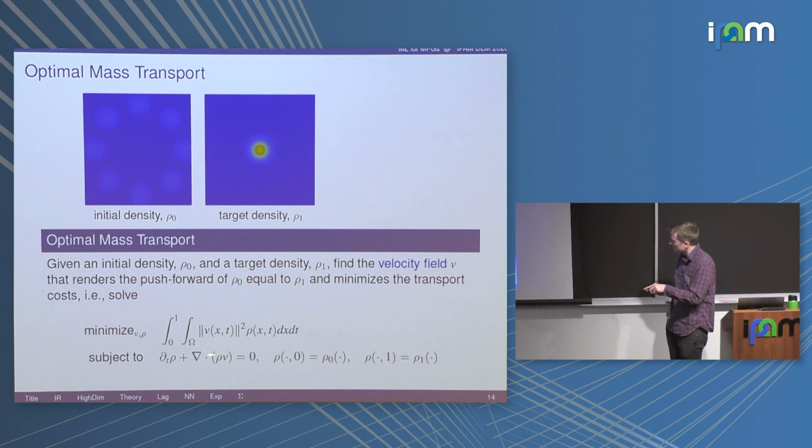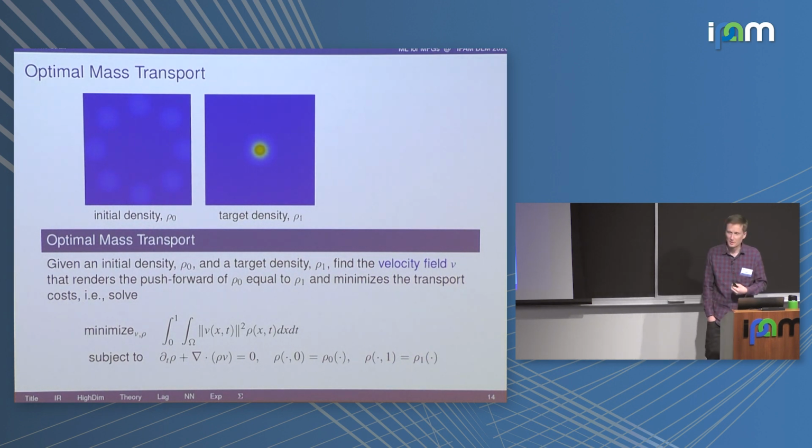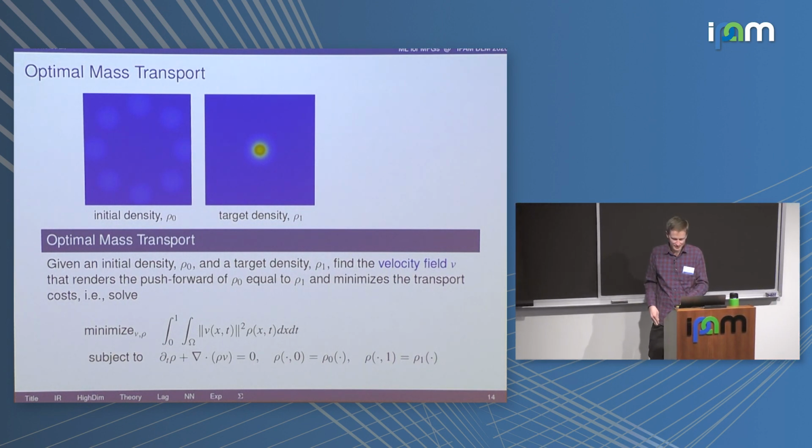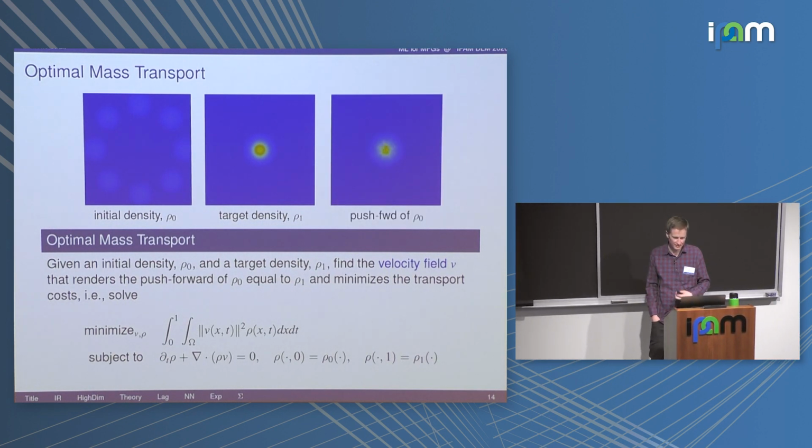And what I want to do is find the velocity that makes rho 0 and rho 1 the same, at both ends of the time domain. And I'm going to use a quadratic penalty for how much stuff is moving. That's basically motivated by: if you have a lot of density in a point and you move it very far, you're going to pay a price. Okay? And that's important, because that'll help us in the theory and the practice.